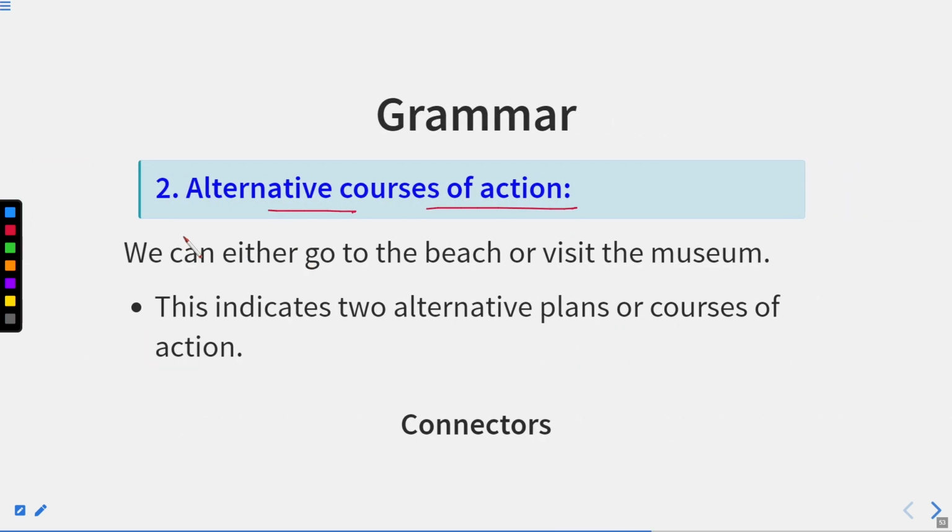Alternative courses of action. We can either go to the beach or visit the museum. So here, we can either go where? To the beach or visit the museum. So here we have two verbs. So we are including these two in options. This indicates two alternatives, plans, or courses of action. So we can join them together.